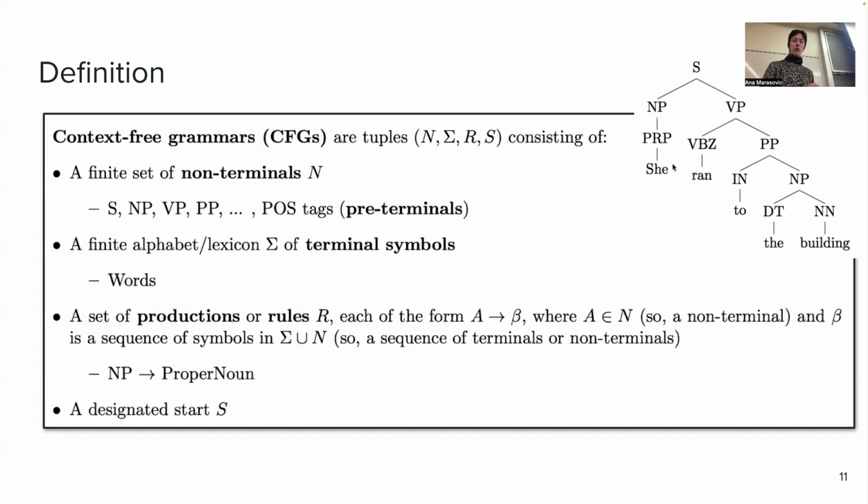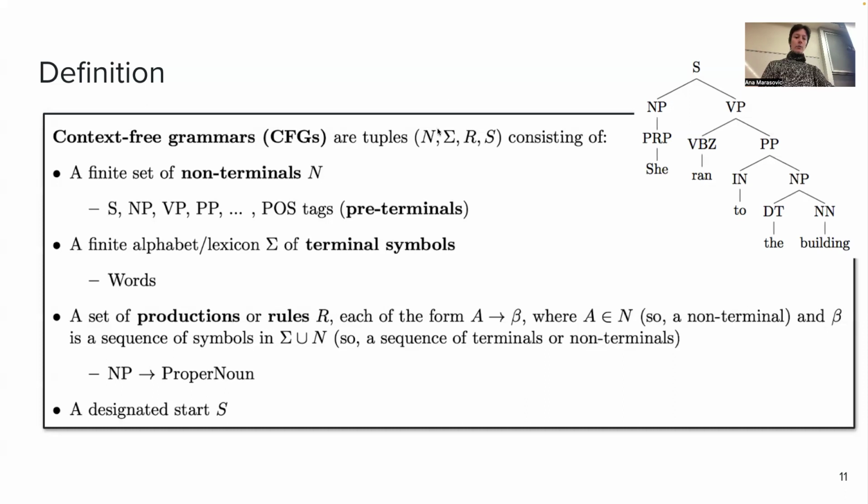But notice that before we see the actual words, like "she ran to the building," we see the part of speech of every single word. So here "she" is a pronoun, "ran" is a verb, "to" is a preposition, "the" is a determiner, and "building" is a noun. So this second to last layer consists of part of speech tags, and therefore we call these pre-terminals, because the words are what we call terminal symbols. That's where we end the tree.